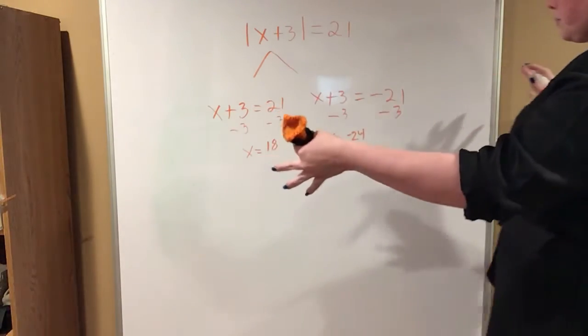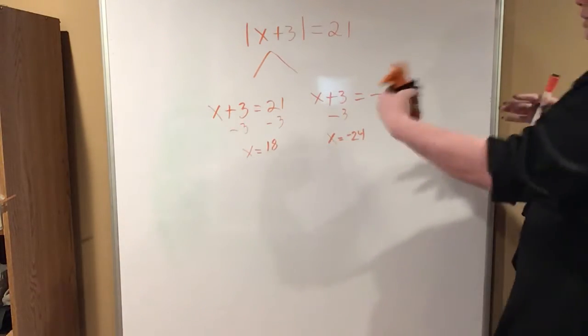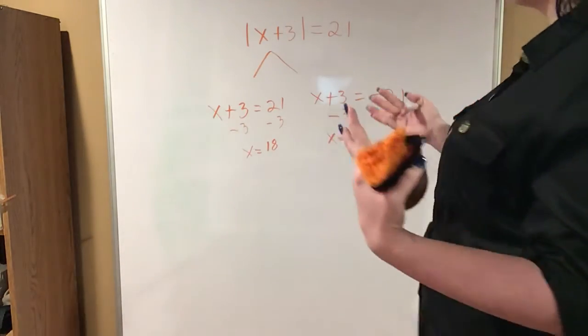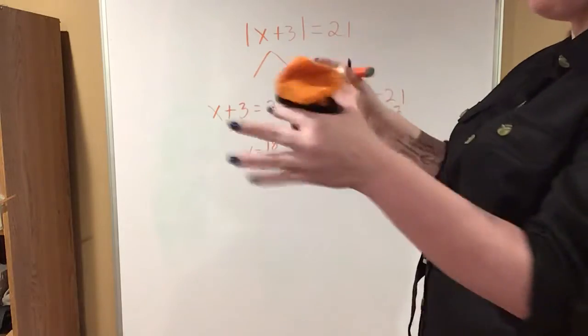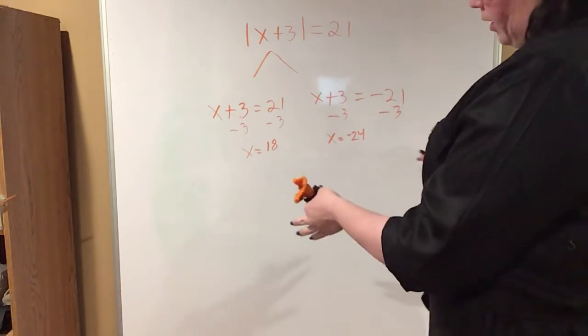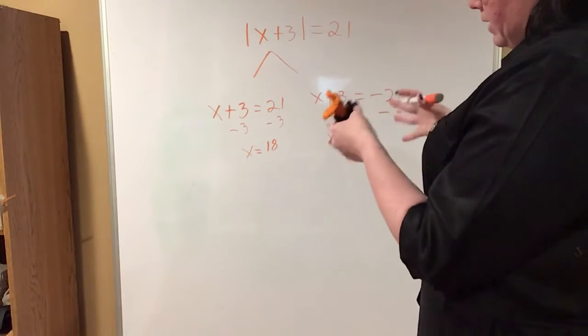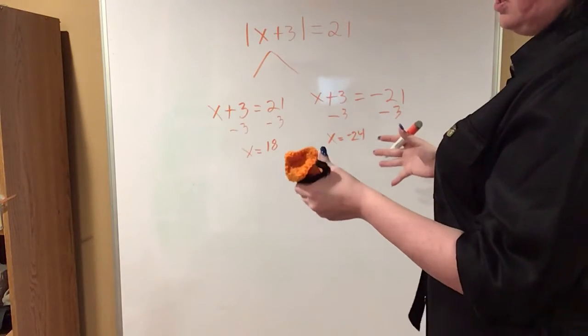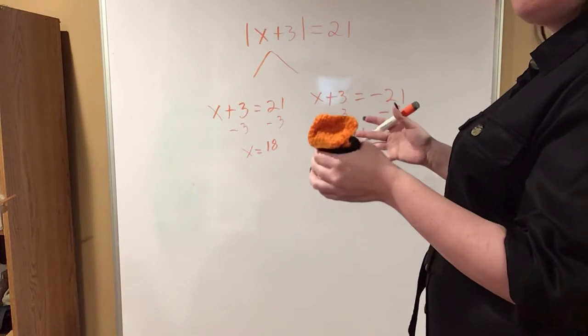So now we need to plug these back in. An absolute value is just meaning how many spaces it is away from 0 on your number line. That's it. People think, oh, it always has to be positive.